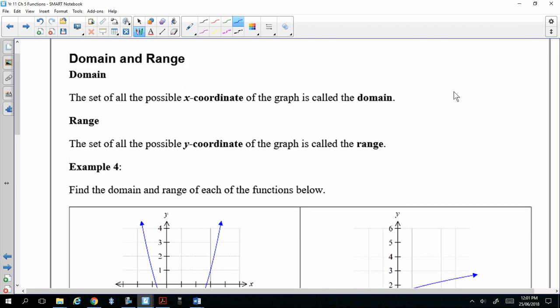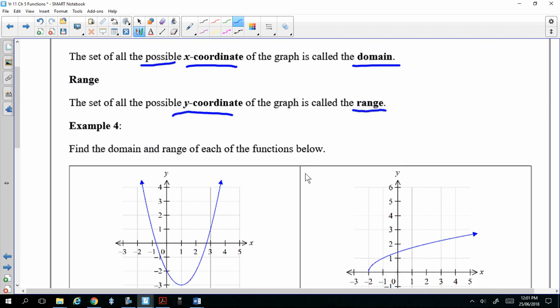Okay, domain and range. What's a domain? It is the set of all possible x values, or the x coordinates of the graph. It's called the domain. On the other hand, the range is the set of all possible y values of the graph. It's called the range. So range is the y, domain is the x. So let's look at an example.